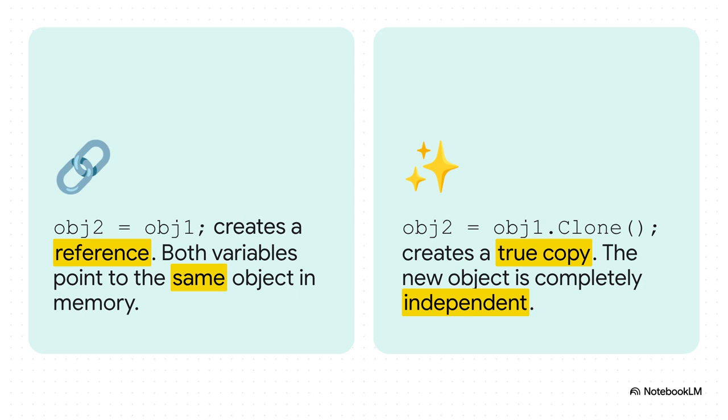What we really want is what's on the right. We want to clone the object. This creates a brand new, totally separate copy. Now you can mess with obj2 all day long and obj1 remains untouched. That independence, that's our goal.